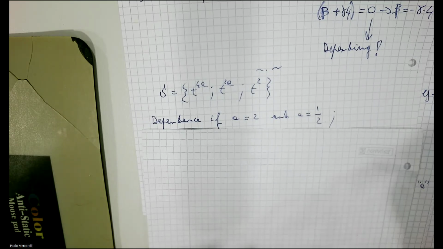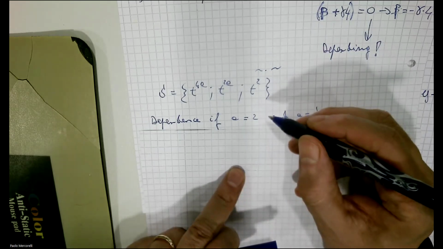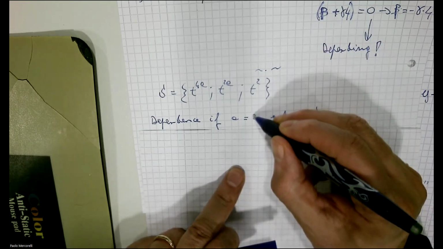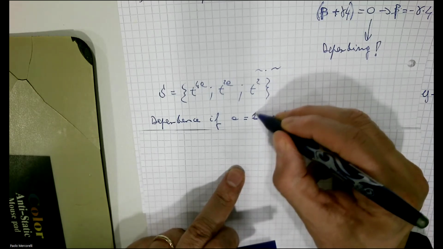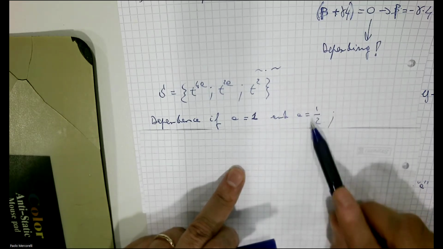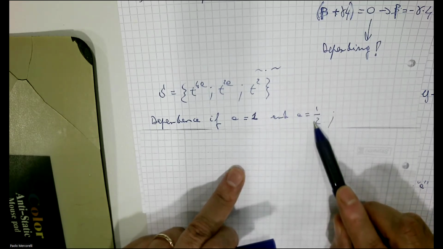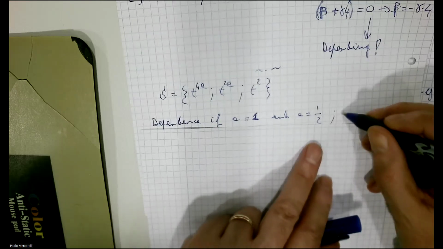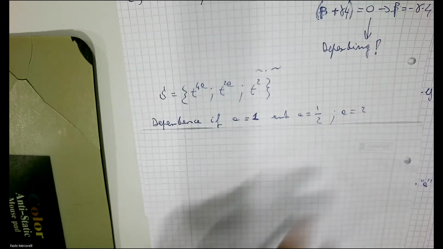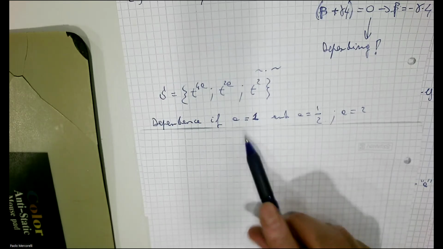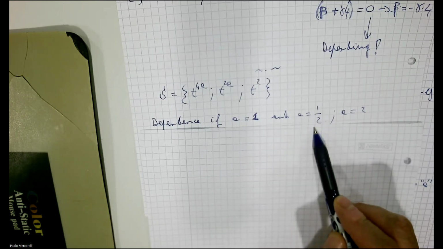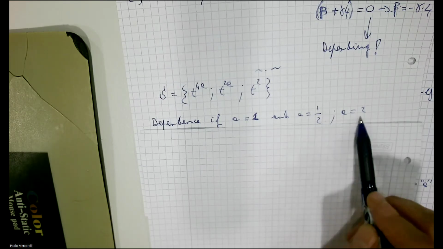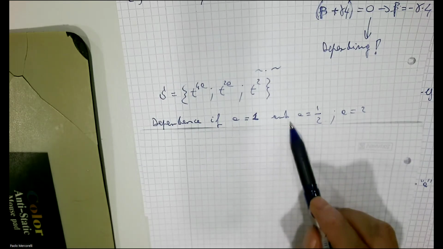A equal 1, right? Do you agree? No 2. This is correct. Oh, we have also another one. Excuse me, 3 cases. Yeah. A equal 1, A equal 1 divided 2, and A equal 2. Did you agree with these 3 cases?